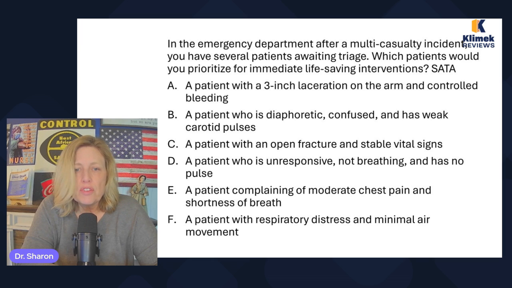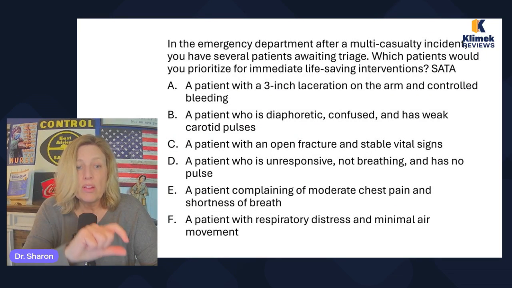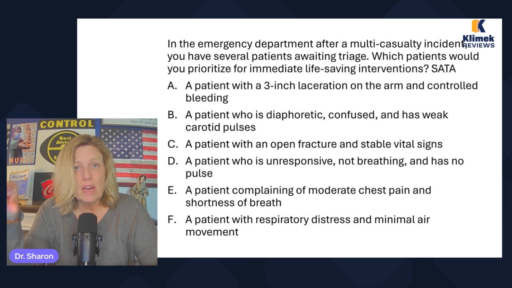Patient who's diaphoretic, confused, and has weak carotid pulses. Now that person sounds unstable to me. I don't know why they're confused and have weak carotid pulses, but they sound unstable to me. So I'm going to prioritize them. A patient with an open fracture and stable vital signs. If you have a diagnosis and a modifying phrase, the modifying phrase is stable vital signs, and the diagnosis is an open fracture, you actually are more concerned about the modifying phrase.